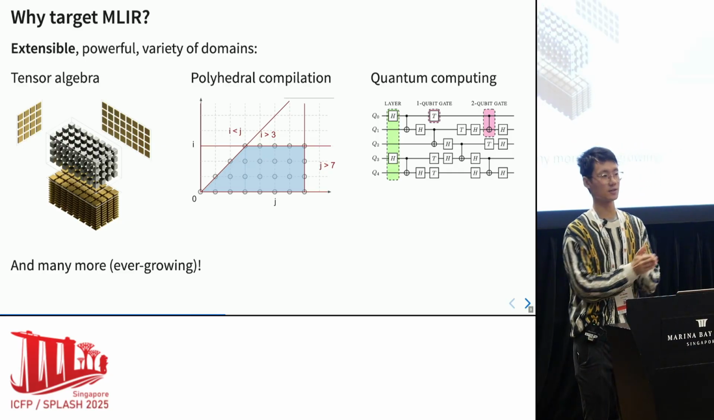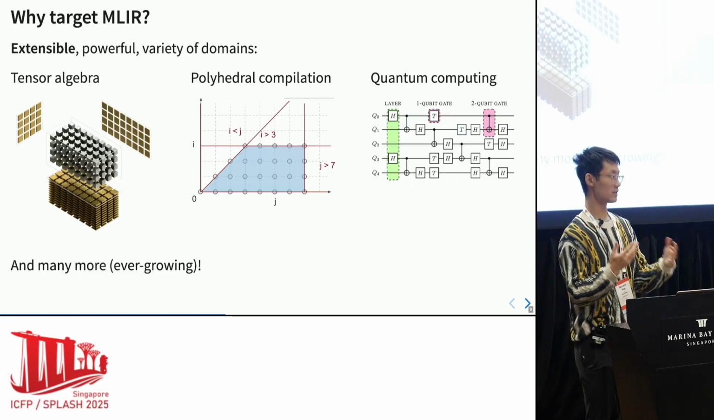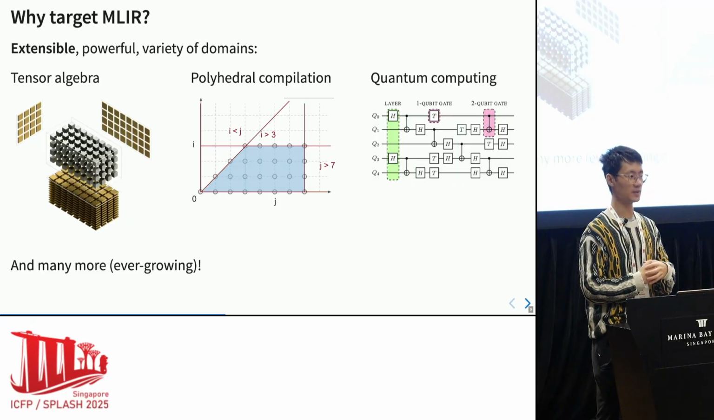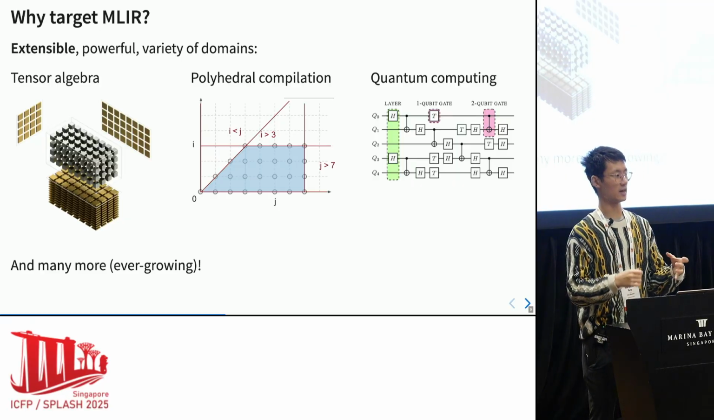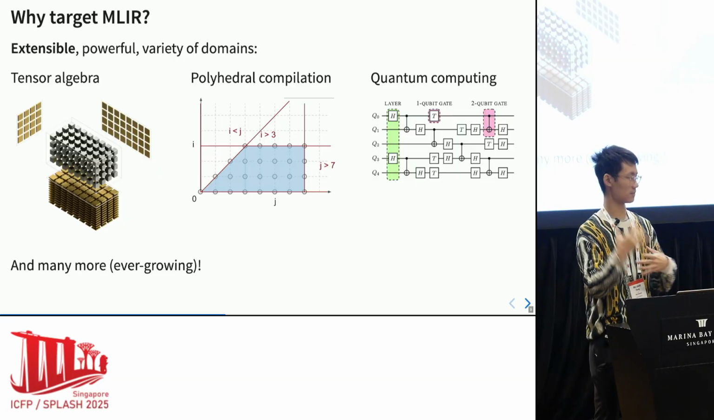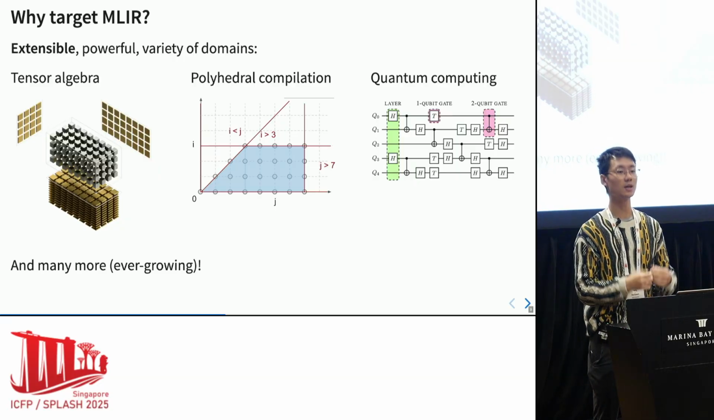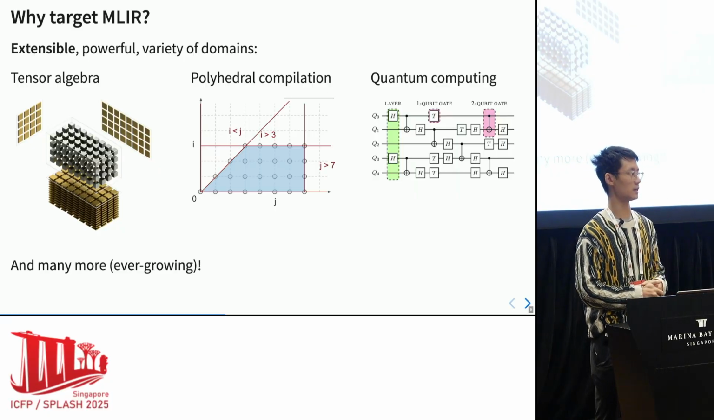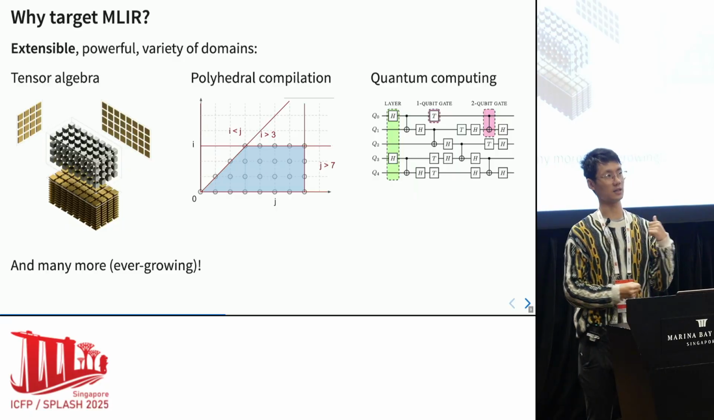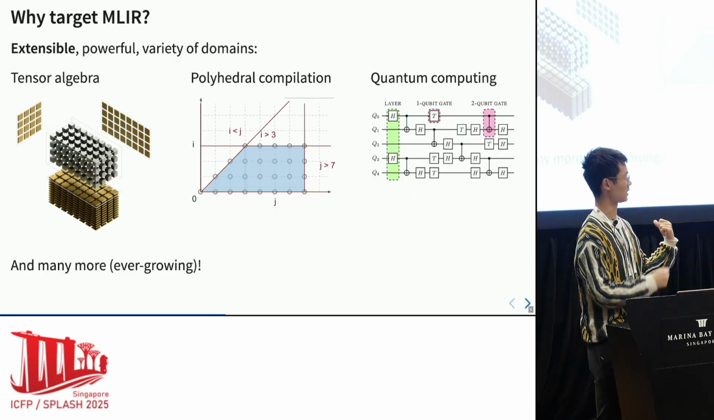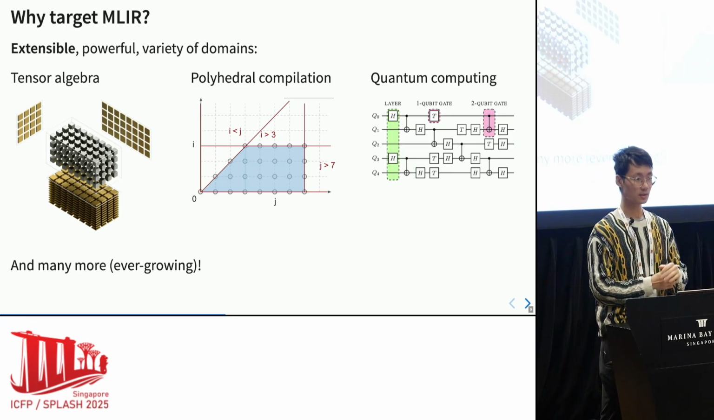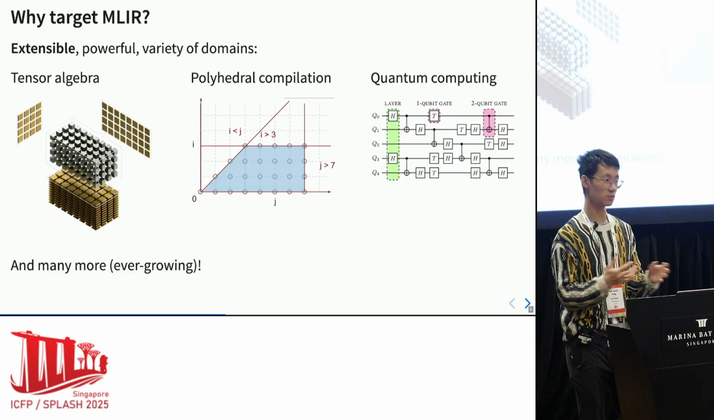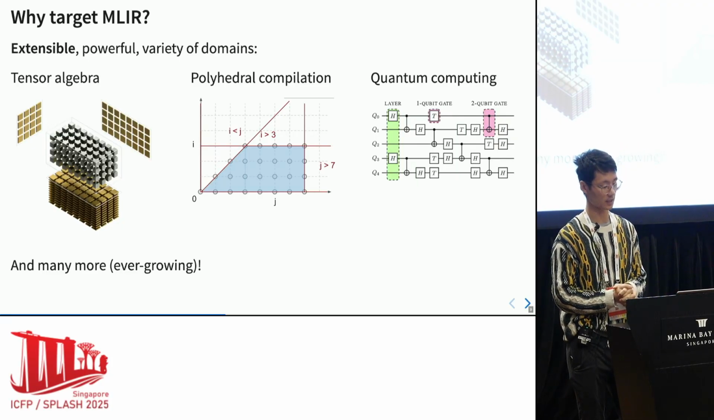Okay, shifting gears. Why do we target MLIR? And what is MLIR? As I mentioned, it's an extensible compiler infrastructure, which means that it's a language to which new operations are continually being added. Currently, MLIR is used for a number of things like tensor algebra. It's used a lot in StableHLO, which is used in XLA, which you may know as powering JAX. It's also used in domains such as polyhedral compilation and in quantum computing.